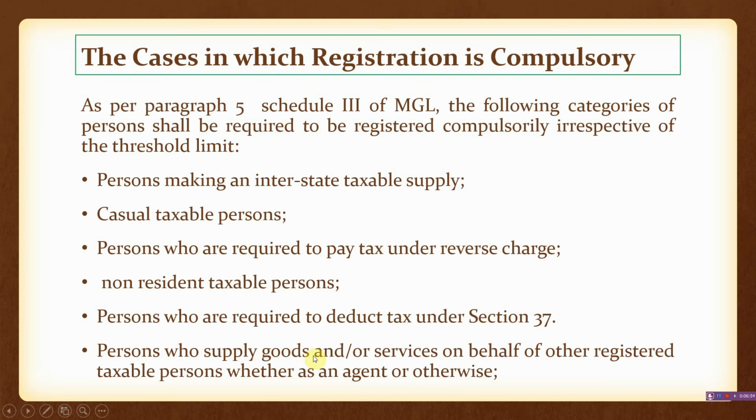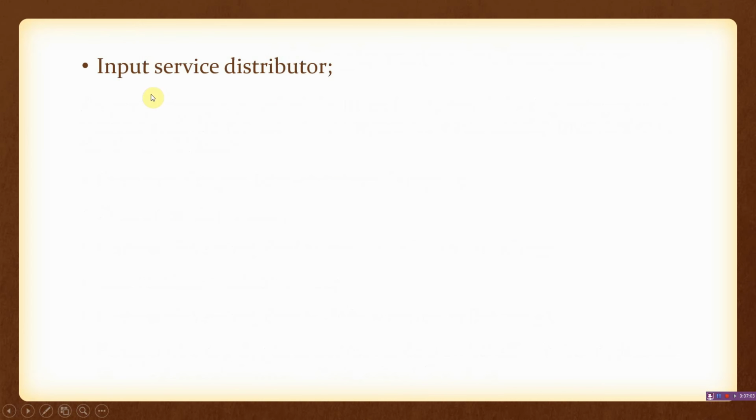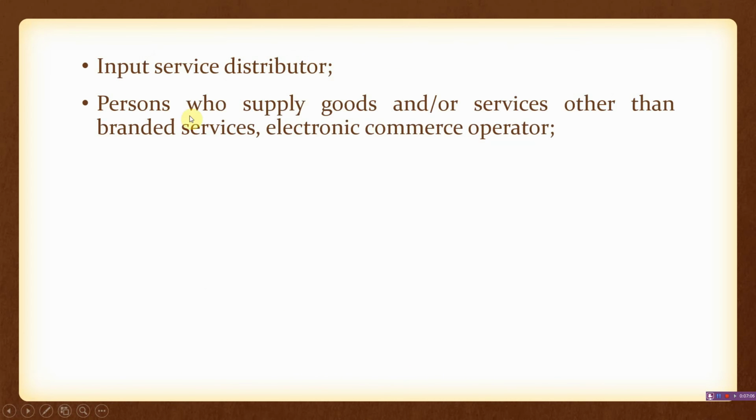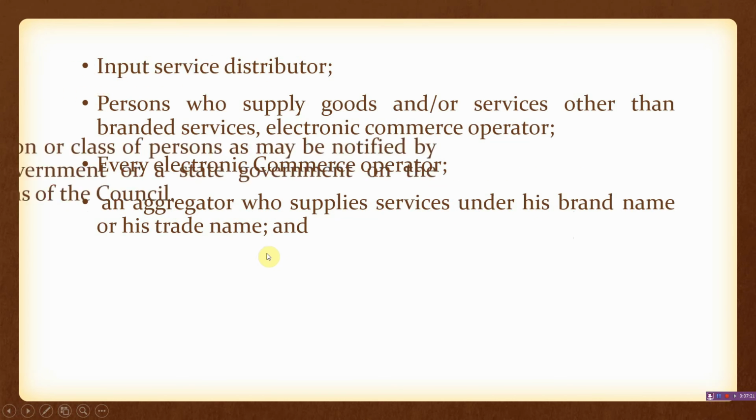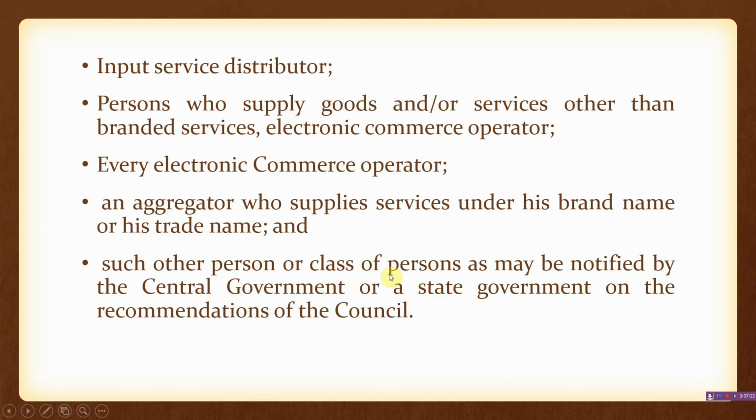Then persons who supply goods and or services on behalf of other registered taxable persons, whether as an agent or otherwise. Next comes input service distributor. Persons who supply goods and or services other than branded services. Electronic commerce operator, every electronic commerce operator. An aggregator who supplies services under his brand name or his trade name. And such other person or class of persons as may be notified by the central government or a state government on the recommendations of the council.